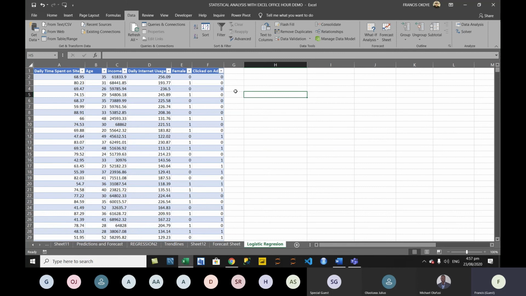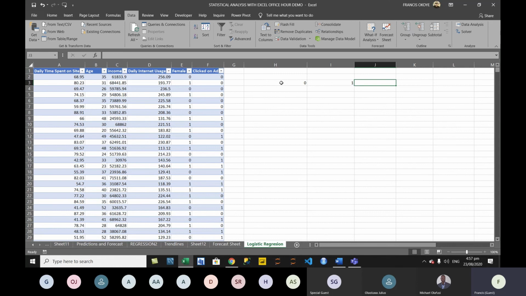Now realize that your normal regression cannot work in this case because the result is going to be unreliable. It's going to lead to what they call spurious regression. Why? Because your values are going to lie between 0 and 1, which is a probability. So that's why when you are explaining your coefficients, it has to lie between 0 and 1.